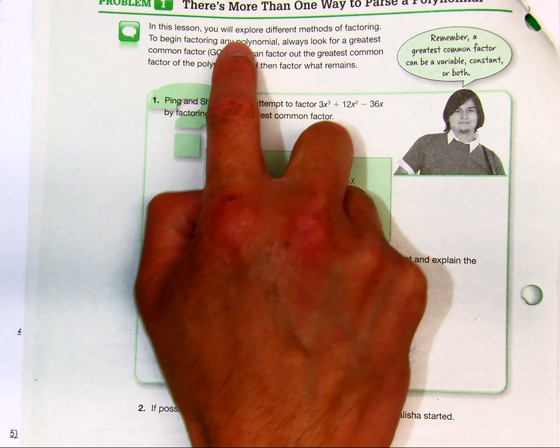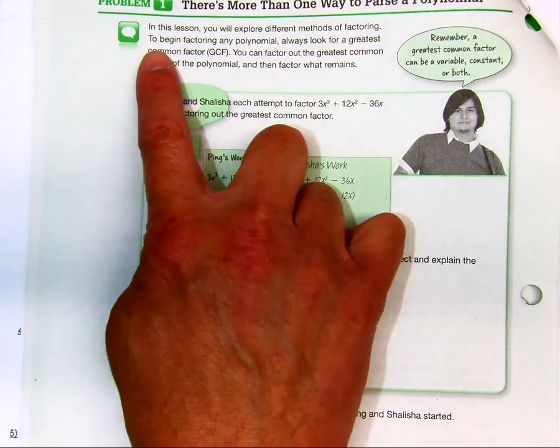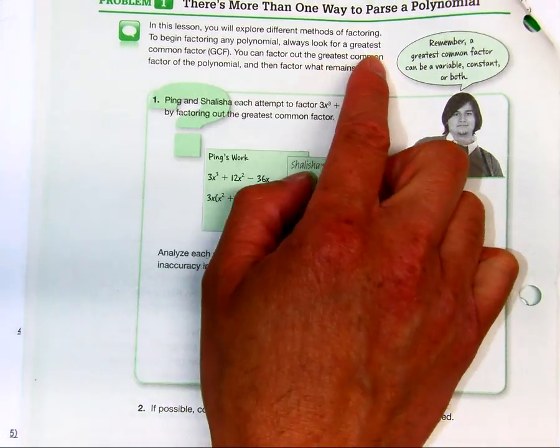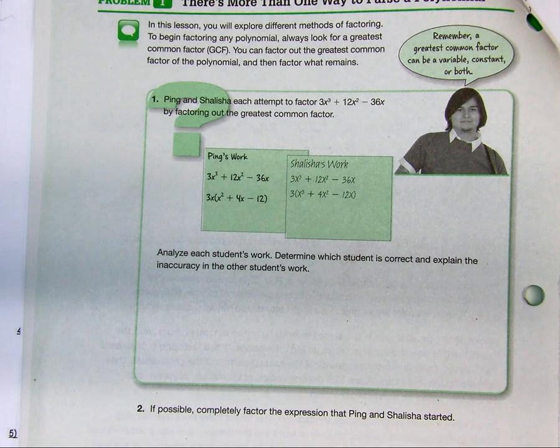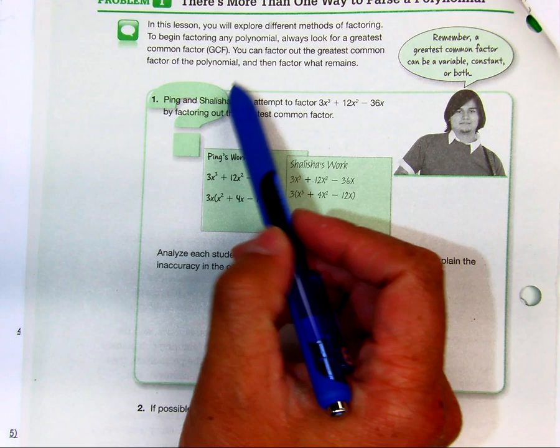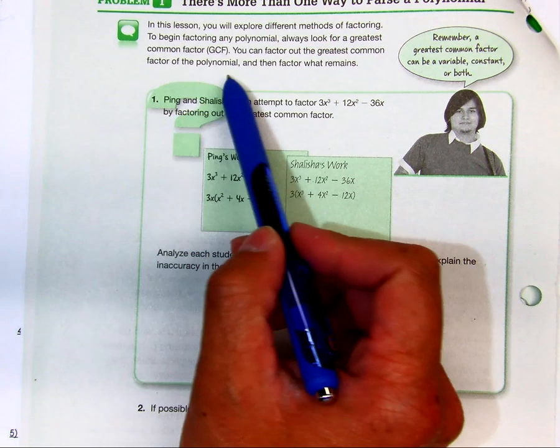Alright, in this lesson you explore different methods of factoring. To begin factoring any polynomial, always look for the GCF. Class, what does the GCF stand for? Greatest common factor. You can factor out the greatest common factor of a polynomial and then factor what remains.